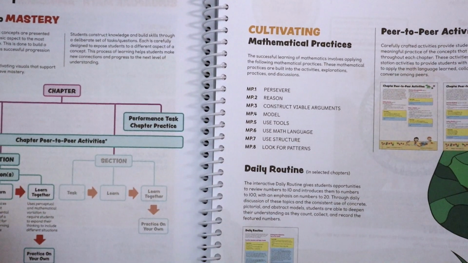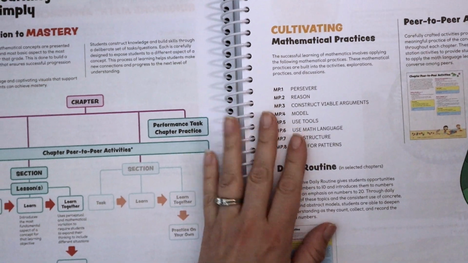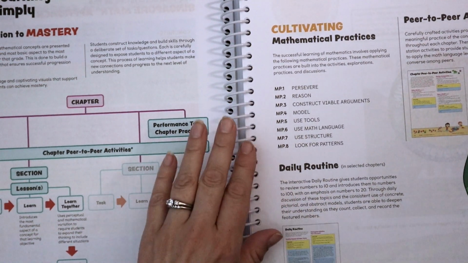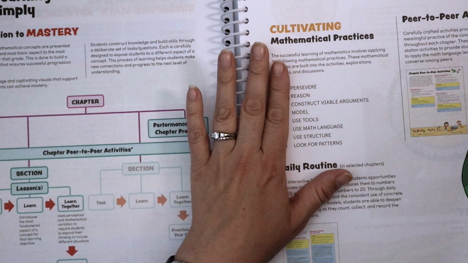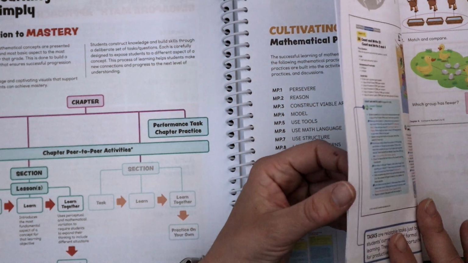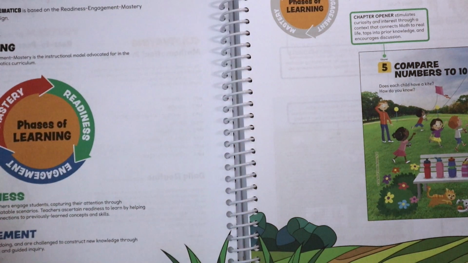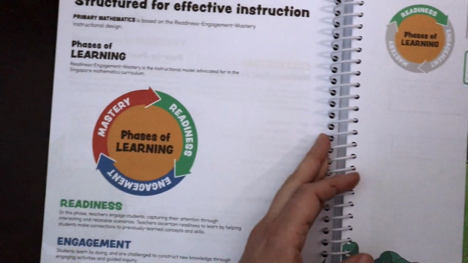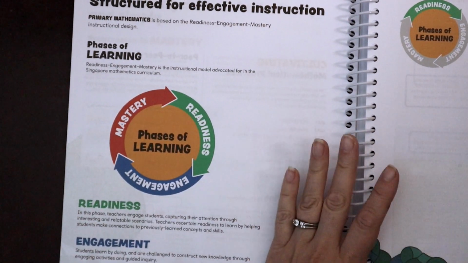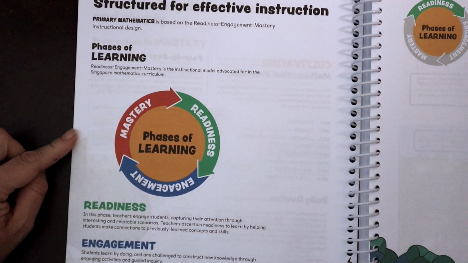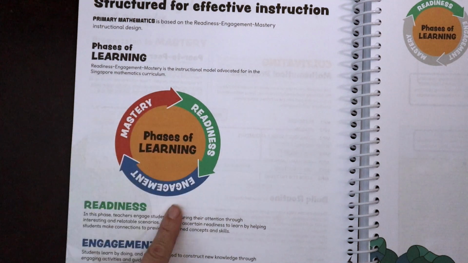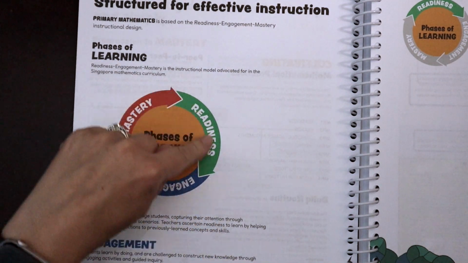Again, lots of background information here. This might be too much information for a homeschool parent. As a former teacher, I kind of like this aspect, and I really like having the full color background. I would rather have more information and pick what I need than less information. However, that is just my personal style. The phases of learning: the readiness, the engagement, and the mastery.